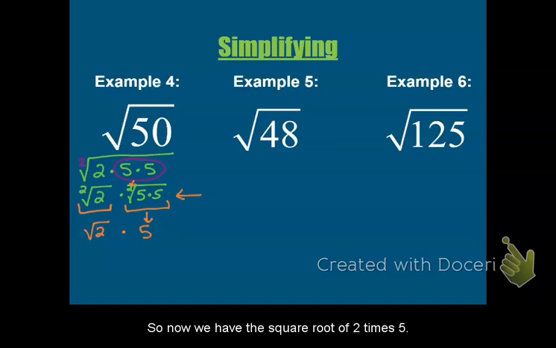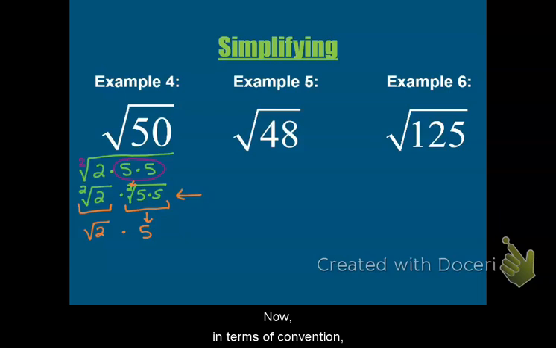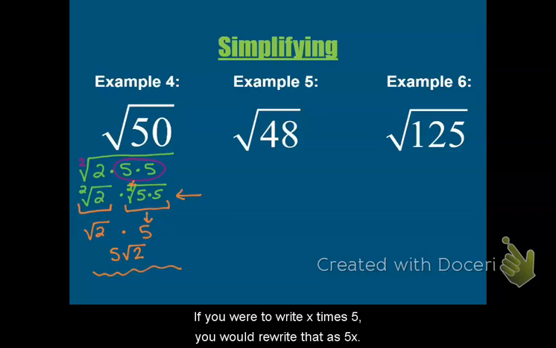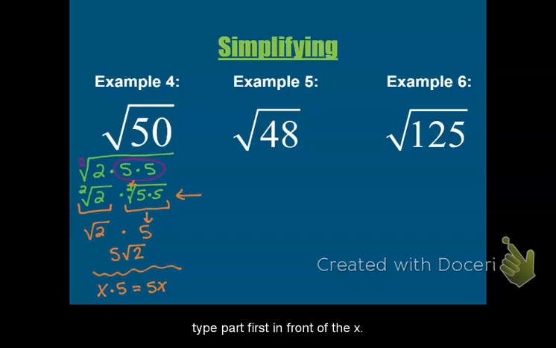So now we have 5 times the square root of 2. In terms of convention, we typically write the whole number part first, and then the radical part second. As a side note, if you were to write x times 5, you would rewrite that as 5x. Same thing here. We would typically write the whole number coefficient in front of the x. You do the same thing here. You'd write the 5 in front of the root 2.